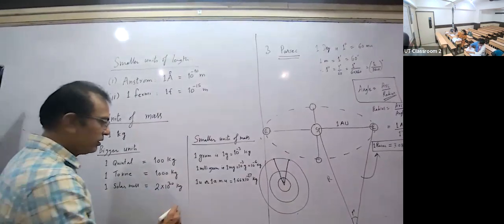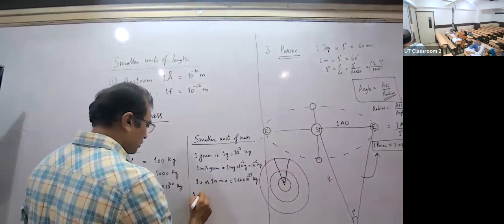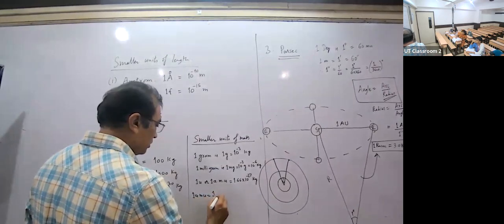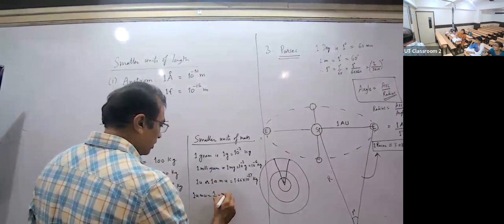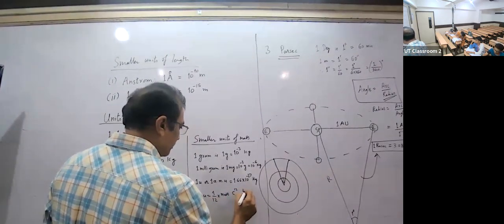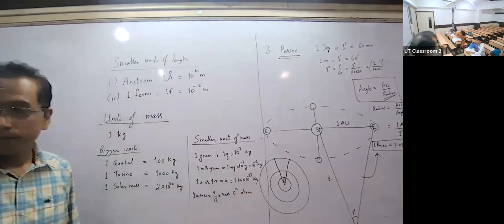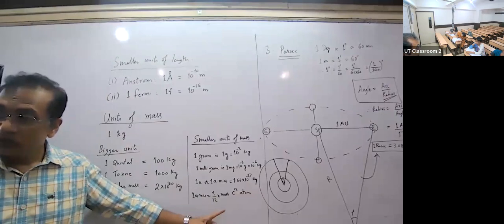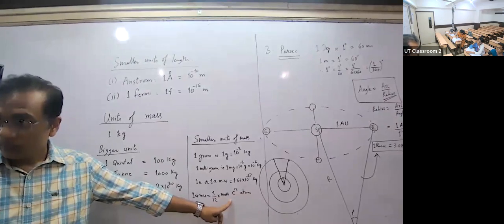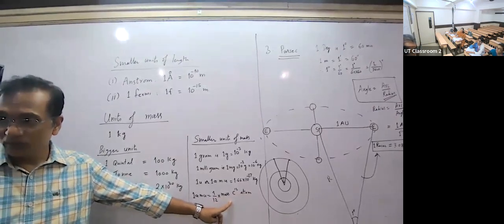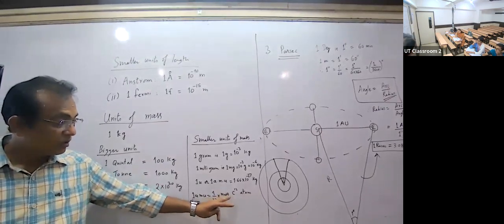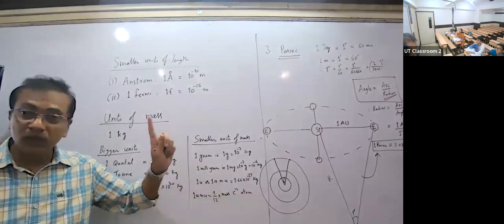And how is one AMU defined? It is equal to 1/12 of the mass of a C12 atom. This is the most abundant isotope of carbon. Carbon has isotopes like C14 and C12. C12 is the most abundant form of carbon in nature. Therefore, we take 1/12 of the mass of one carbon atom.